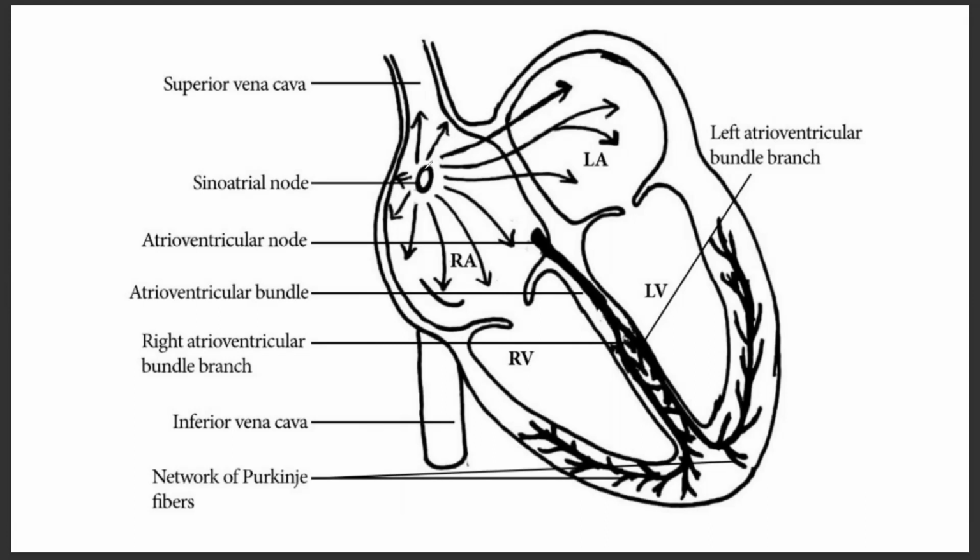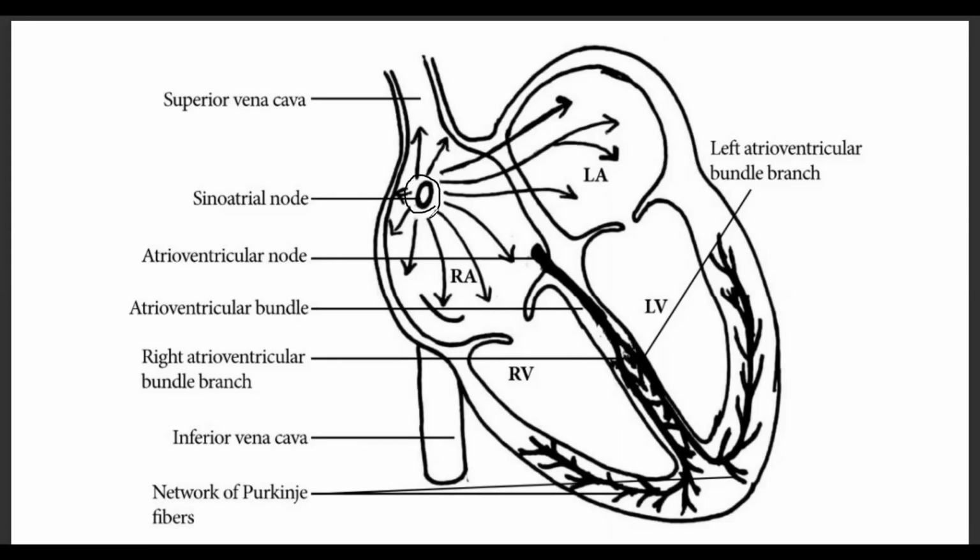This is the SA node. And this is the AV node. Third one is atrioventricular bundle.